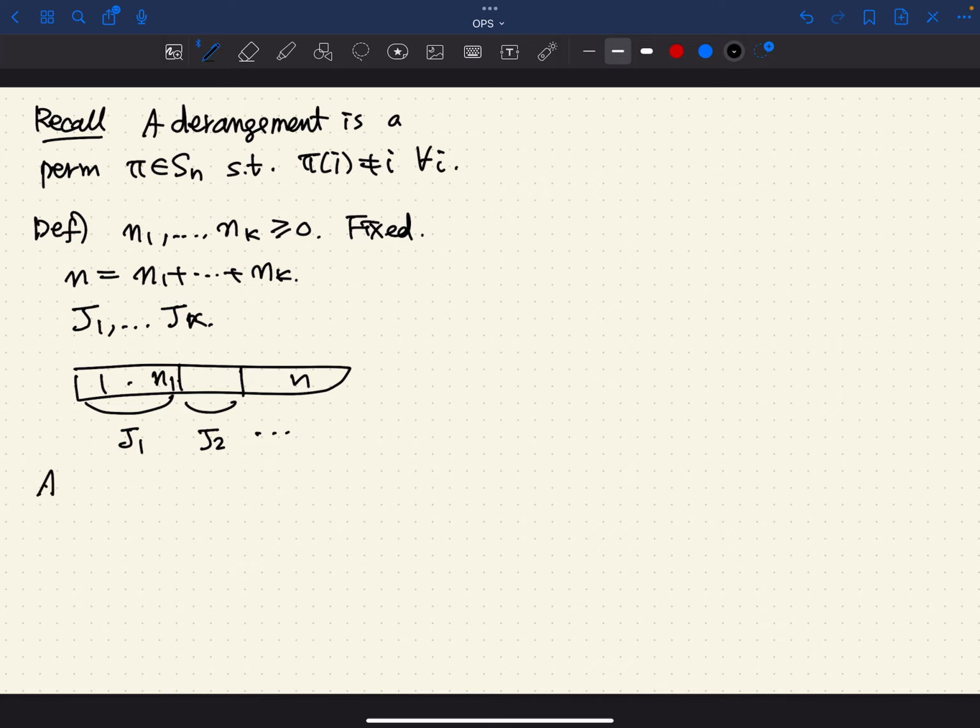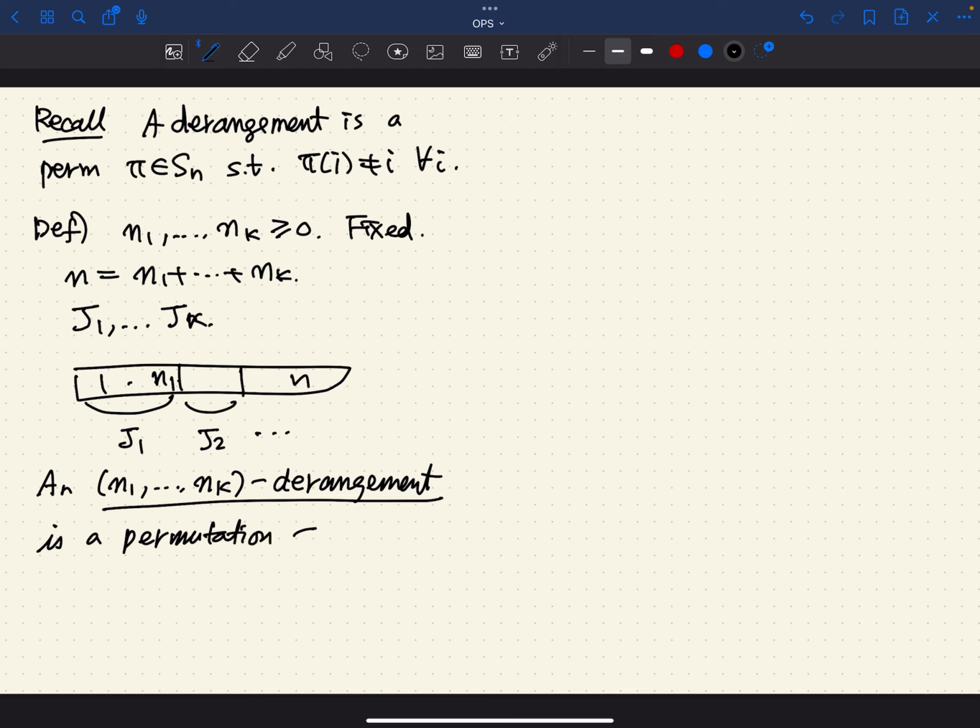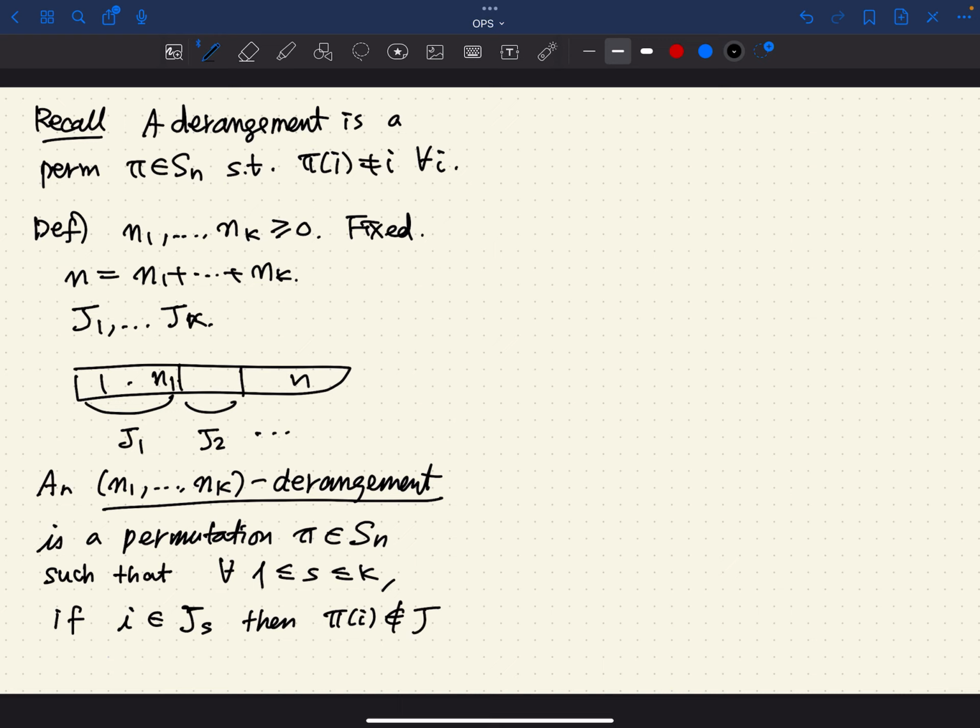Okay, and now we define an (n1, dot dot dot, nk)-derangement. It is a permutation pi, again in Sn, so you permute all of these elements, such that for all s, if i is in Js, then pi(i) is not in Js.